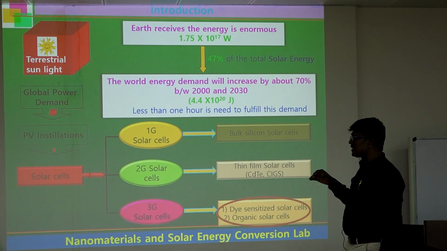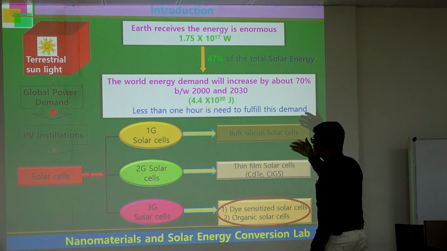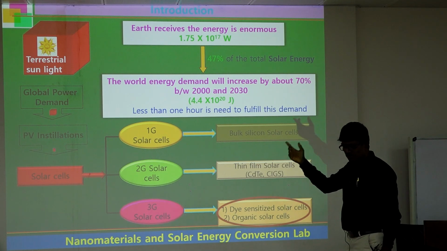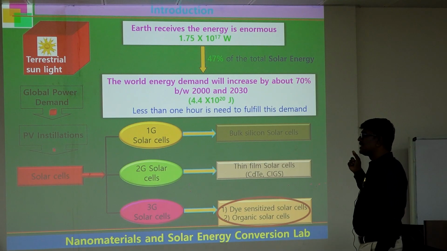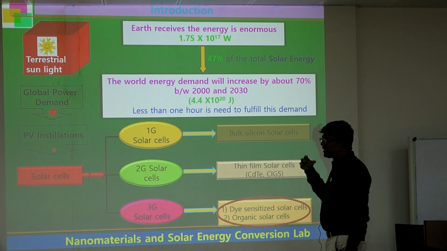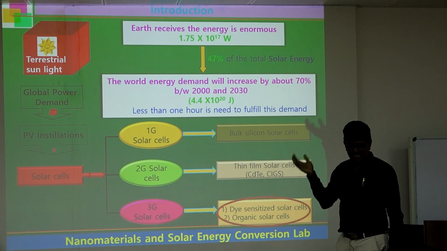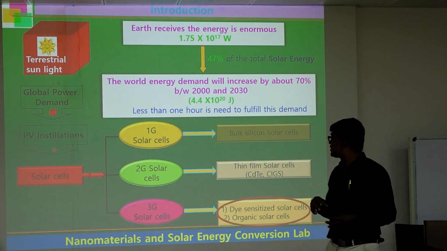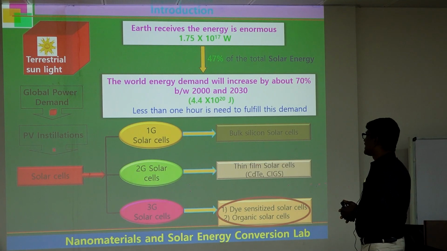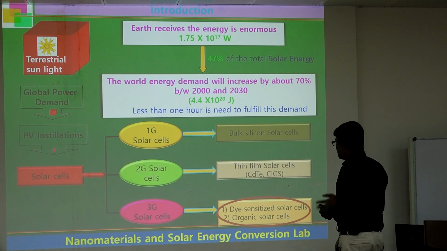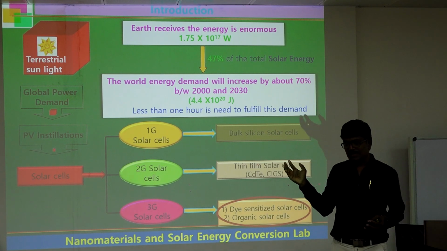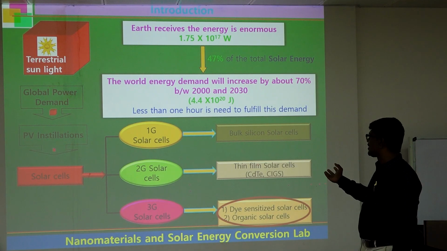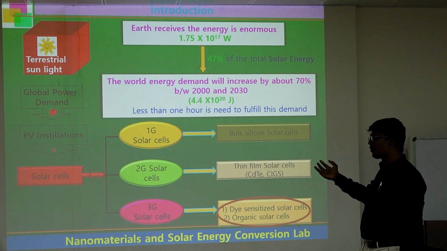Solar cells can be divided into different types. The first generation, 1G, mostly uses bulk silicon solar cells. After this, people moved to second generation solar cells, which use thin films such as cadmium telluride and CIGS, and gallium arsenide material. But these materials are somewhat expensive, which is also a drawback.